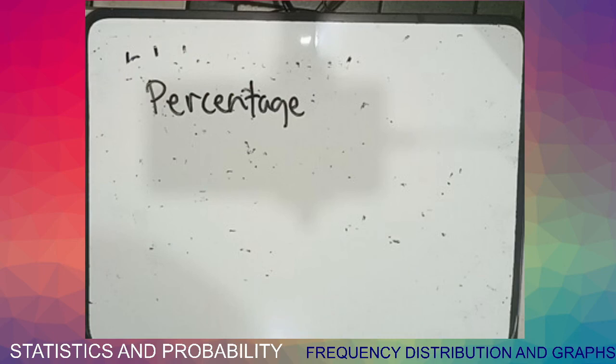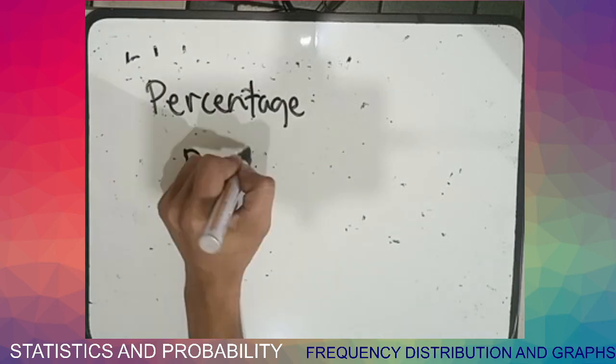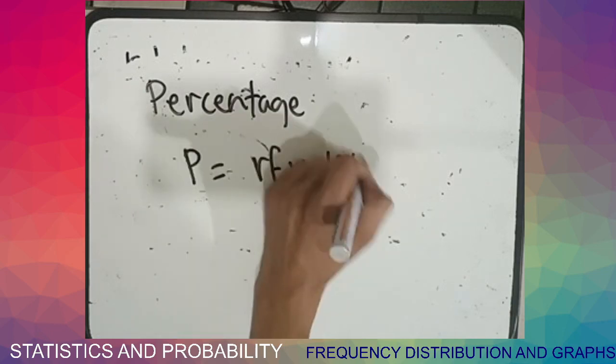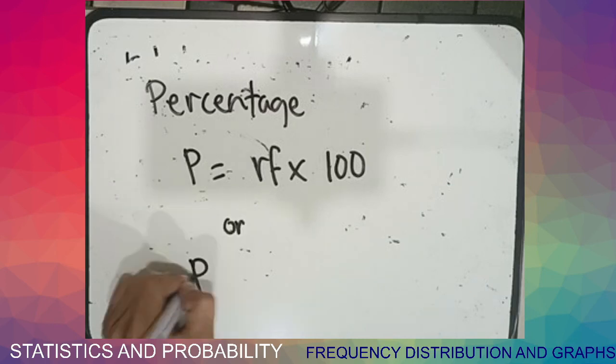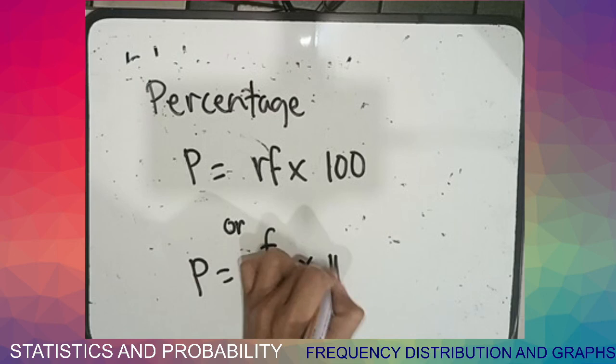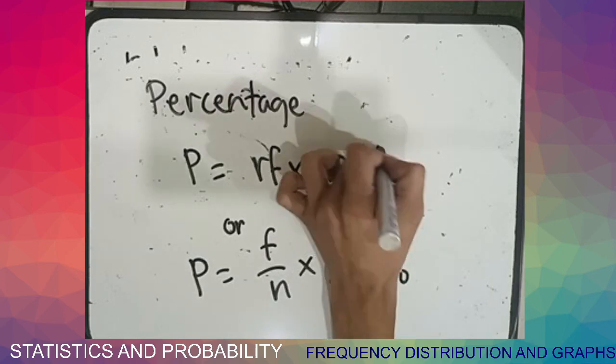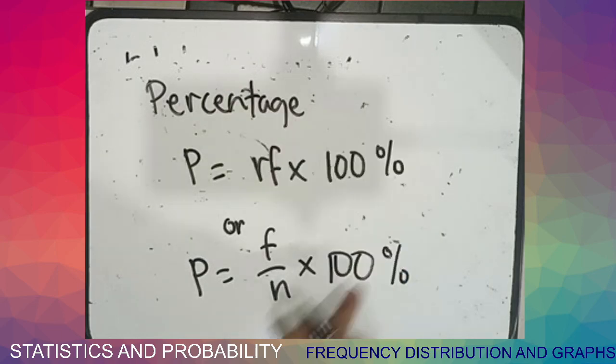Next natin ko-compute is percentage. Since yung ating given na ay yung relative frequency natin, itatimes na lang natin siya sa 100. Or, ang gawin natin, yung frequency over n, itatimes natin sa 100 based dun sa sinabi ko sa inyo kanina. Pagka-times mo sa 100, lalagyan mo lang siya ng percent sign. Okay?